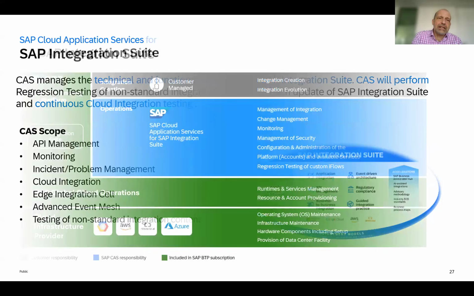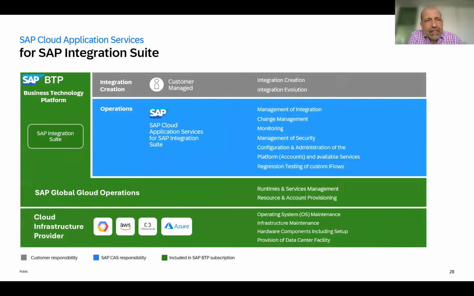Again, this picture shows how we distribute the responsibilities and how we close the gap between our global cloud operations team, which takes care of the infrastructure, the runtimes, the operating systems and so on. And of course, customers will then manage the integration creation, that means the workflows or the processes on top of the BTP. But in between, you have topics like change management, monitoring, some basic configuration, and testing, which can be taken over by the Cloud Application Services.